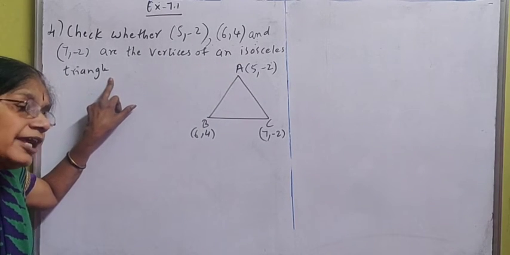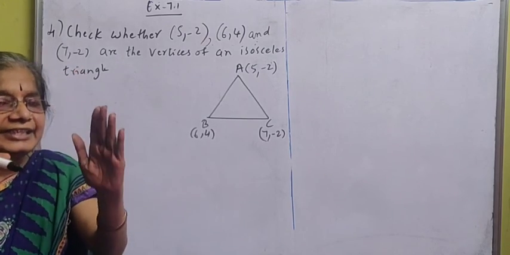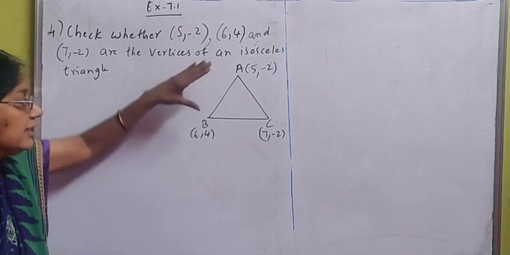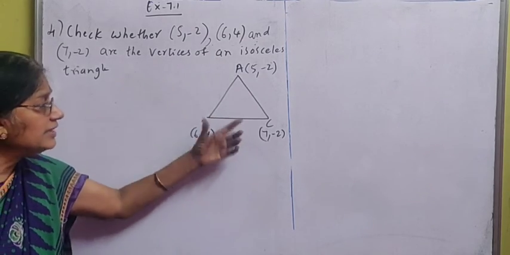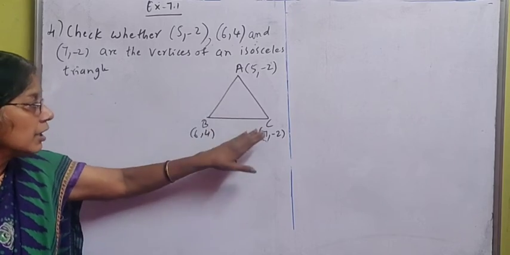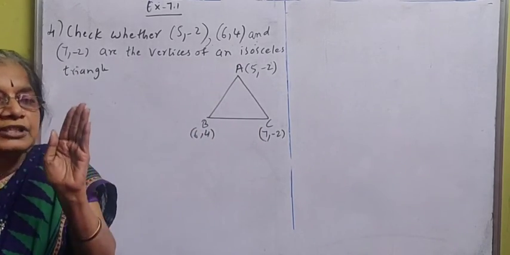What is an isosceles triangle? A triangle which has two sides equal. It can be any two sides. It can be AB and BC that become equal, or BC and CA, or CA and AB. We don't know which two sides are equal.